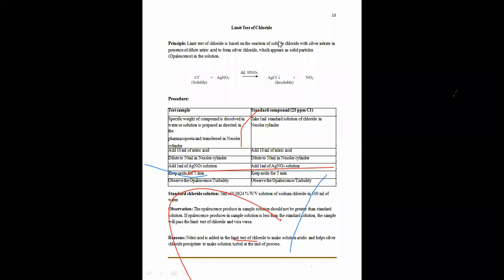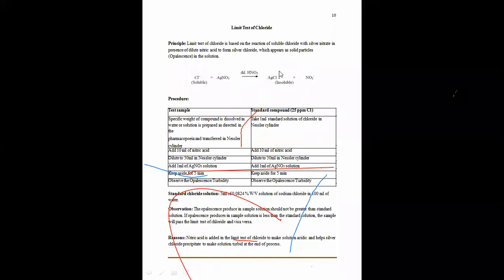So we are going to do the limit test of chloride to avoid an excess amount of chloride ion in the pharmaceutical preparations. Now, what is the principle behind the limit test of chloride? The limit test of chloride is based on the reaction of soluble chloride ions with silver nitrate. See, chloride ion is present as an impurity in the given solution. Now we are reacting the soluble chloride ions with the silver nitrate solution.